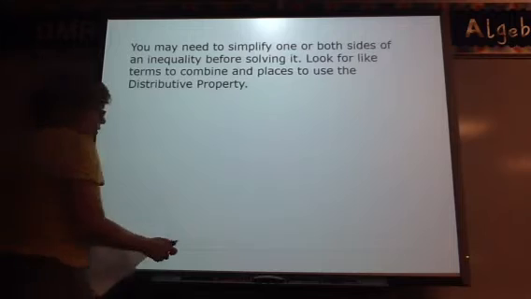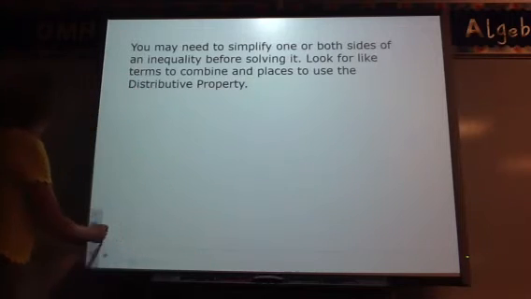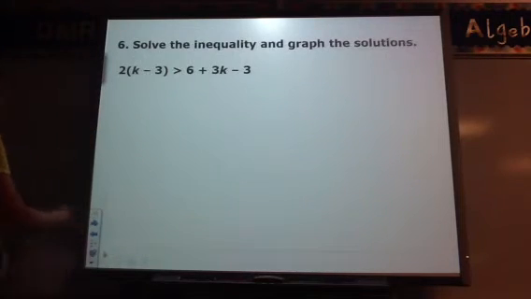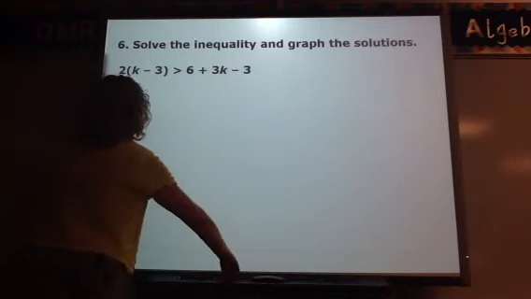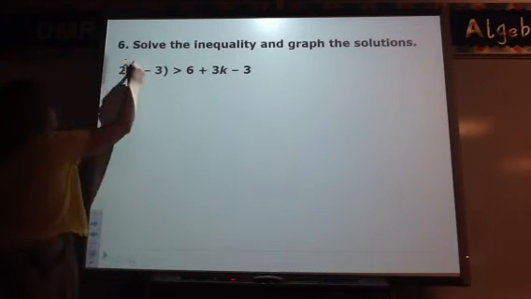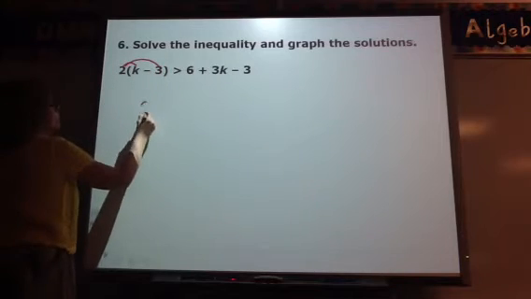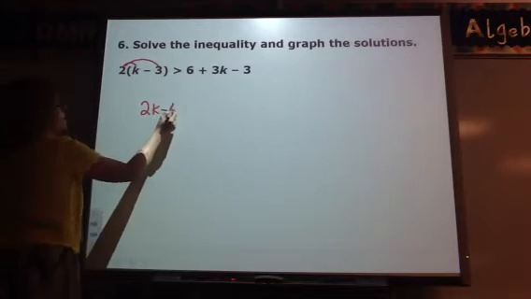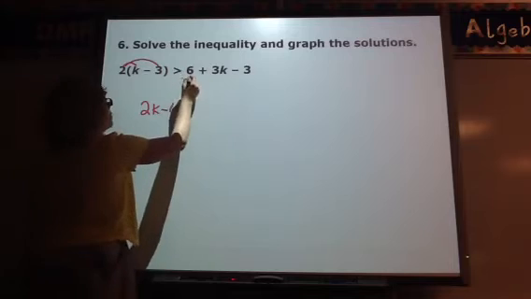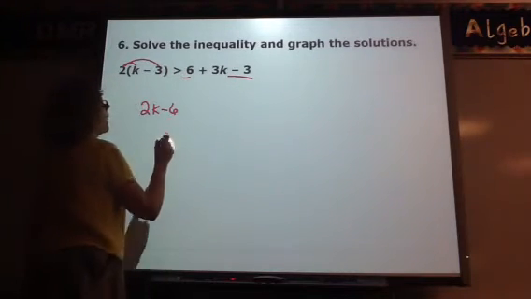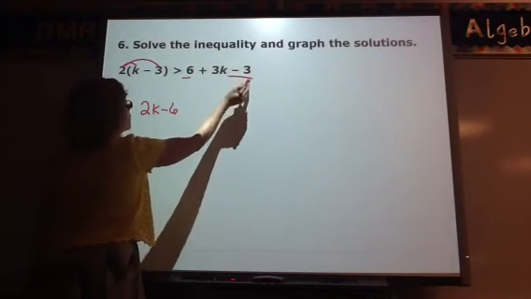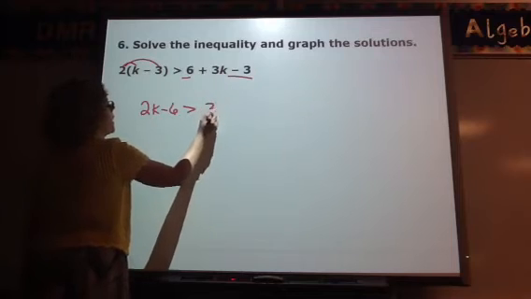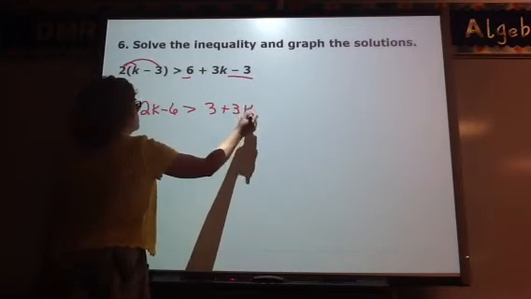All right, this is just letting you know that you might need to simplify one or both sides of that inequality before you solve it. So let's look at some of these. Look at the left side first, and we would need to distribute. So 2k minus 6. Look at the right side, and I can simplify. 6 minus 3 is a positive 3.